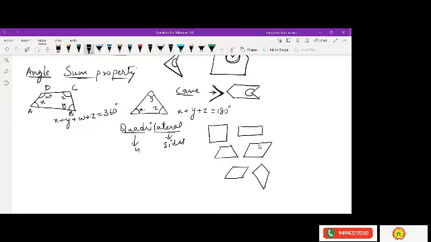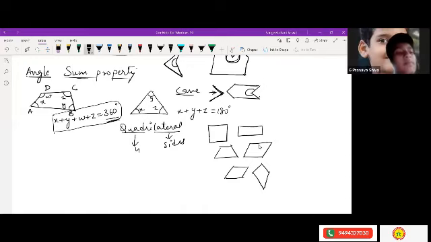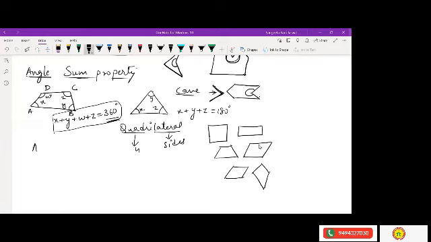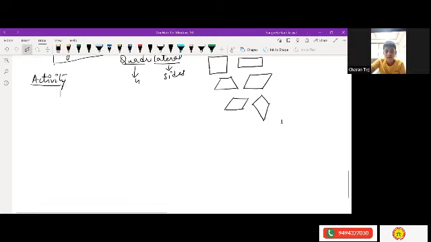Okay, children. In a quadrilateral, the sum of all the four angles is always 360 degrees. This is called the angle sum property of a quadrilateral. Are you getting it? Yes, beta, are you understanding this? Yes, ma'am. Okay, so let's do an activity on this. Okay? I'll show you an activity, so you can try it also afterwards. Ma'am, how? I'm showing you.